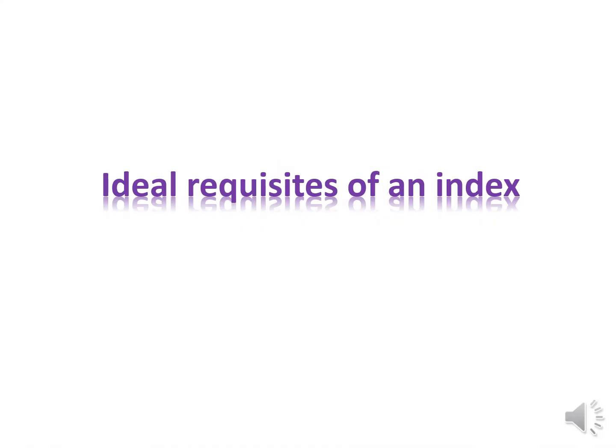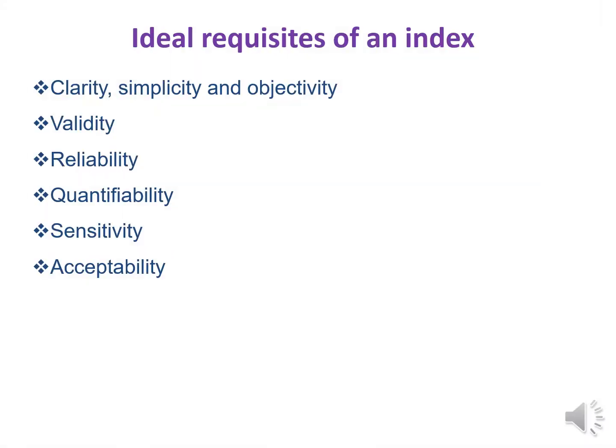And the ideal requisites of an index. This is very important. An index should have clarity, simplicity, and objectivity. Second, an index should have validity. Third, an index should have reliability. The fourth one, an index should have quantifiability. The fifth one, an index should have sensitivity. And the sixth one is it should have acceptability.